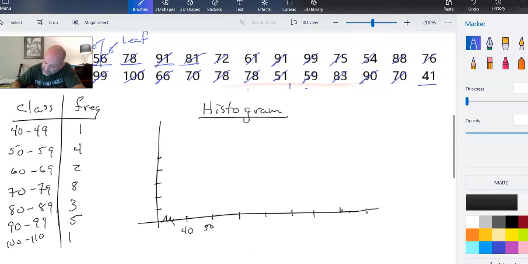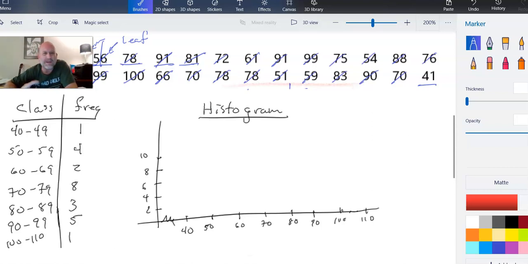So we got 40, 50, 60, 70, 80, 90, 100, and 110. Okay, now, if we're going to do a histogram, it's technically a type of bar chart. So we have to make bars now, and the height of the bars is decided by the frequency. And actually, we need to mark this in: 2, 4, 6, 8, 10. There we go. Okay, so this first one goes from 40 to 49, right?